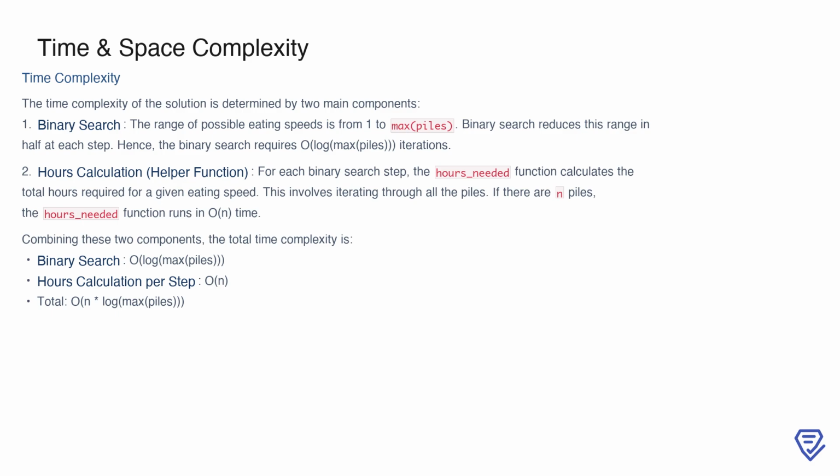Second, at each step of the binary search, we call the hours_needed function to compute the total hours required for a given eating speed. This function iterates through all the piles, so its complexity is O(n), where n is the number of piles. When we combine these two components, the total time complexity becomes O(n * log(max(piles))), with the binary search contributing the log factor and the hours calculation adding the linear factor at each step.